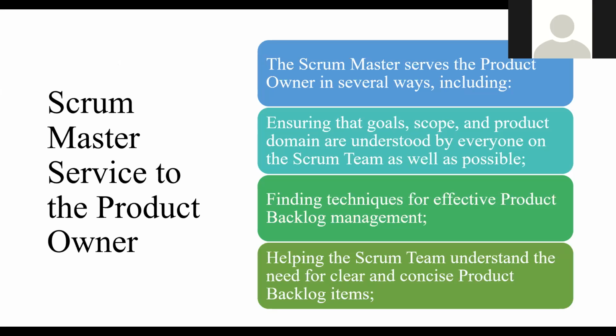So here we have what the Scrum Master does for the product owner. The Scrum Master serves the product owner in several ways. That includes ensuring that goals, scope, and product domain are understood by everyone on the Scrum team as well as possible. Because the product owner prioritizes what he wants to be delivered. He prioritizes the product backlog. And so the Scrum Master ensures that the domain is understood by everyone on the Scrum team.